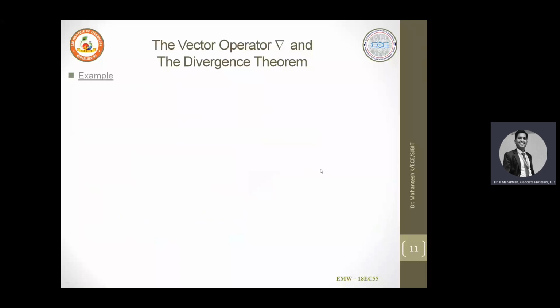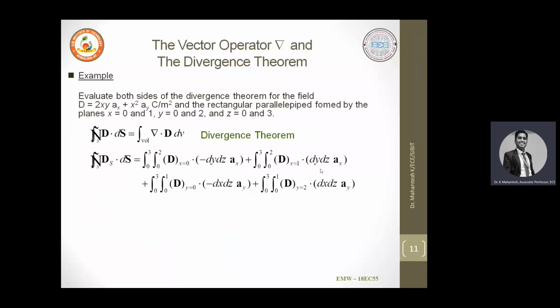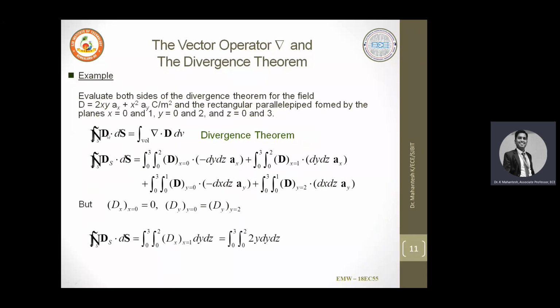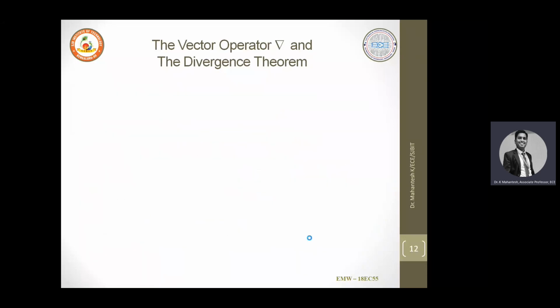Example: evaluate both sides of the divergence theorem for the given field D in coulombs per meter square and the rectangular parallelepiped formed by the planes x equal to 0, y equal to 0, z equal to 0 and the corresponding three planes. The divergence theorem states that the closed surface integral of D dot dS is equal to the volume integral of divergence of D dv. Substituting the given data into the left hand side and the right hand side of the equation, we obtain the value of 12 coulombs for the left hand side.